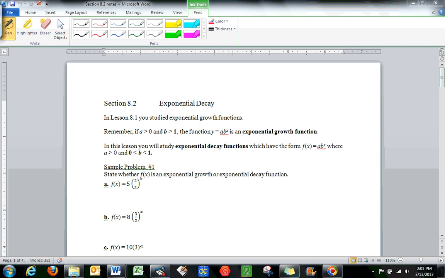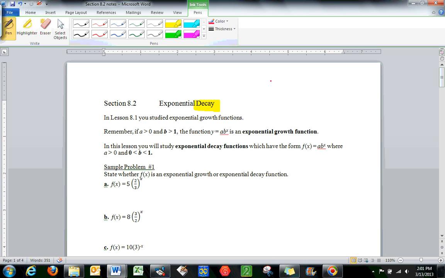In today's lesson, we're going to be focusing on exponential functions again, but this time instead of working with exponential growth functions, we're going to work with exponential decay functions. So instead of seeing a rising curve, we're going to see a declining curve. Let's take a look at some of the specifics, the differences between the two.